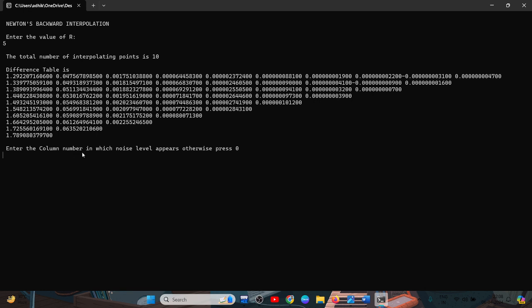Enter the column number in which the noise level appears, otherwise press 0. Here the column number is 8, so put 8, where the noise level appears, 1 2 3 4 5 6 7 8. There is some noise, so put the column number 8 and enter. This is the value of y at the point 1.46, for r equal to 5. We get 1.750693041861 as the required functional value.